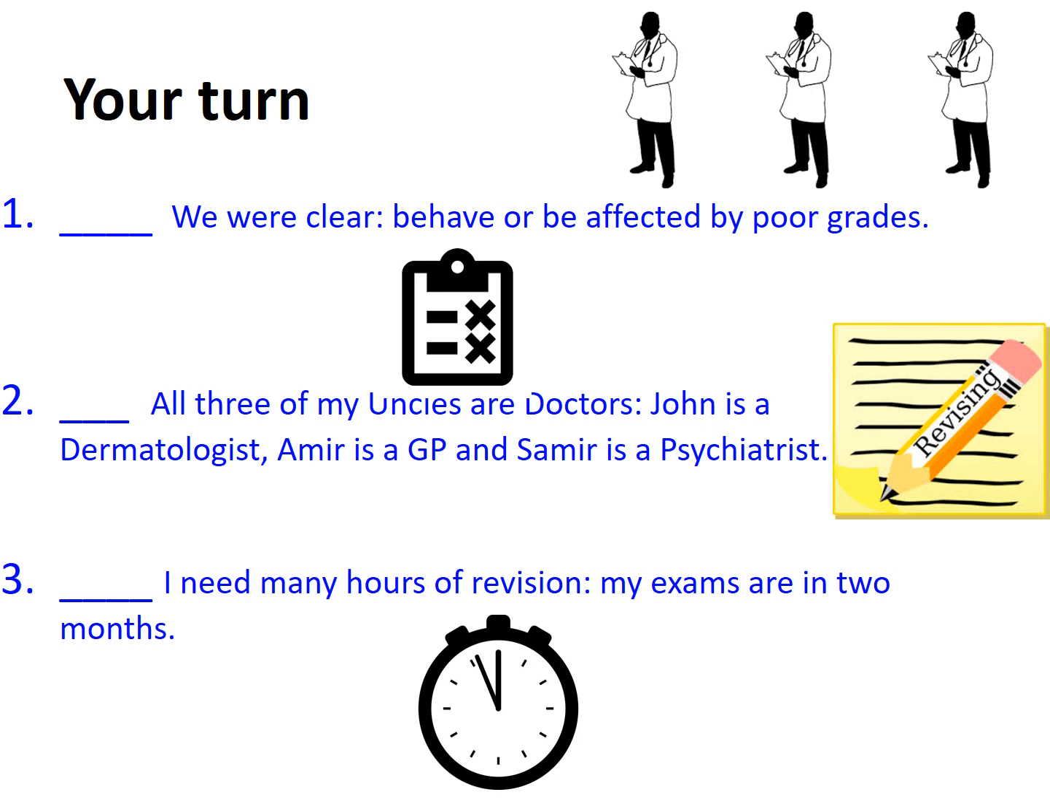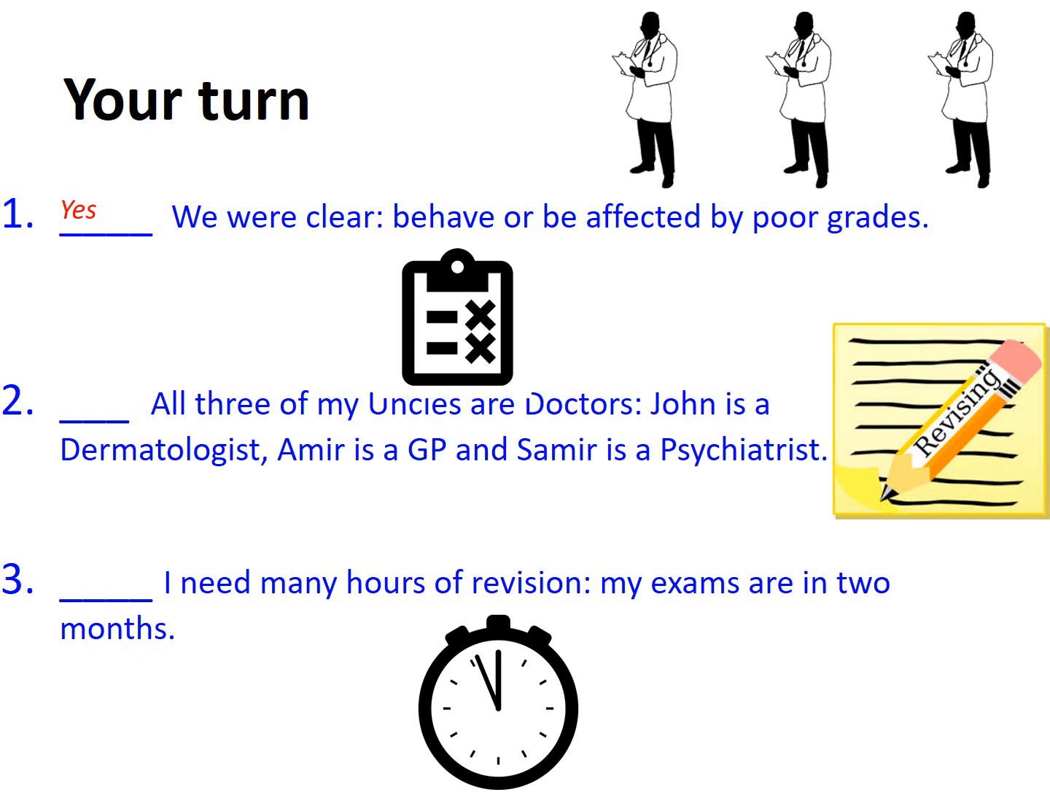We were clear: behave or be affected by poor grades. This is very stern advice, and it's correct. As you can see, the independent clause of we were clear, we want to know what they were clear about. And we understand now that they were threatening or promising that if you don't behave, you'll be affected by poor grades. So there's clarity in what follows from the colon in the second sentence from what we saw before.